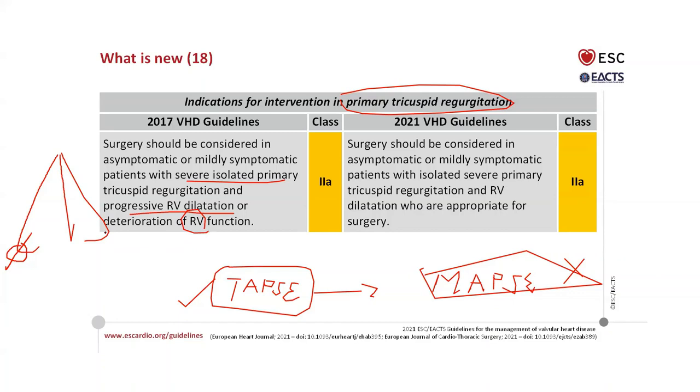That is not true on the left side because the left side is segmented. There is segmentation in the left side. So MAPSI might not reflect the true status of the remainder of the LV. That's why MAPSI is bad, but TAPSI is still good. Okay? I wish that answers your question.